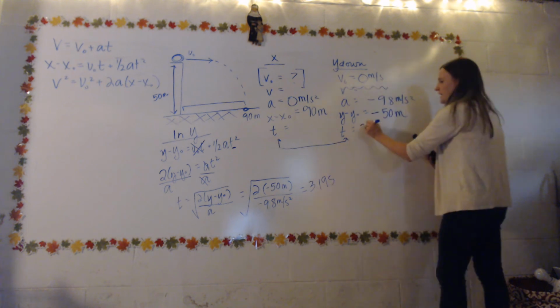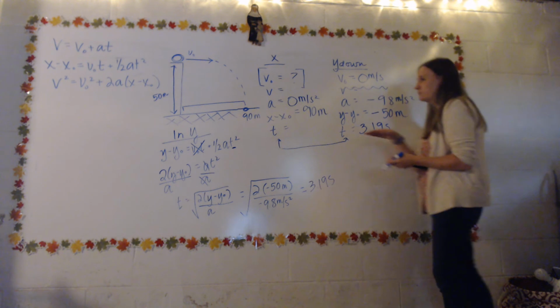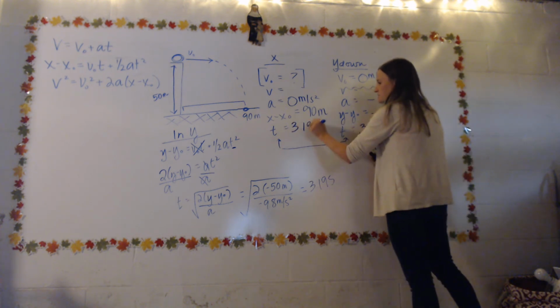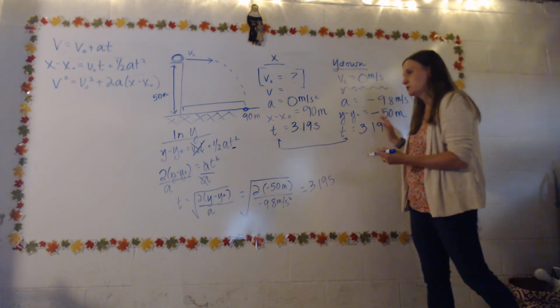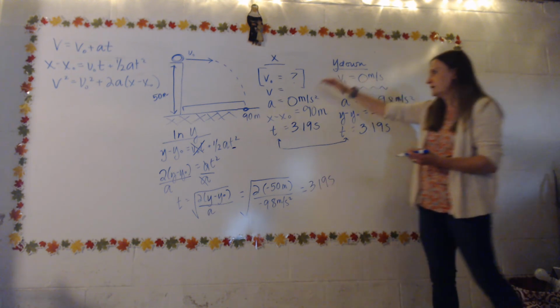Okay, so my time in y is 3.19 seconds. And this is type 1 problem, so time in x and y are going to be exactly the same. So this means the time in x is 3.19 seconds. Okay? So far I've approached y, solved for time, which helps me with x. And now here I am with x.